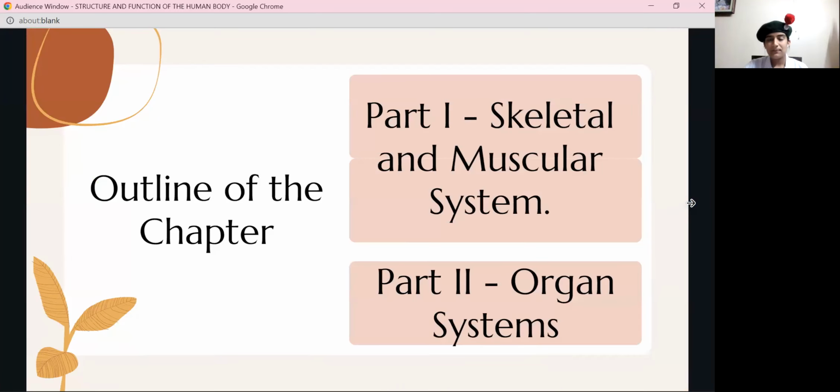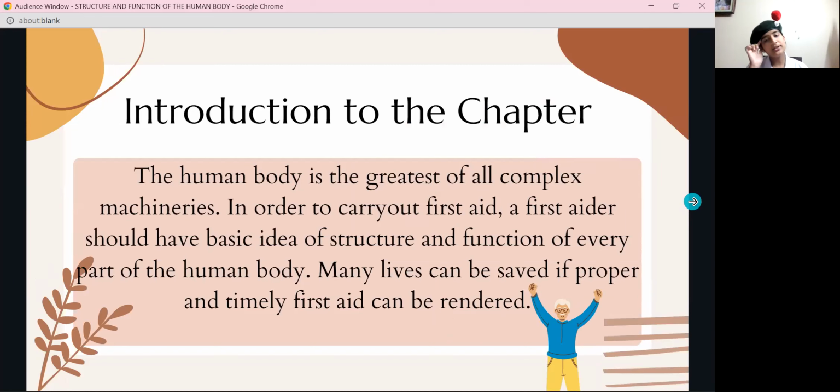So the outline of the chapter will be: Part 1, skeletal and muscular system. Part 2 will be the organ systems. Clear? The human body is the greatest of all complex machineries, as we all know. In order to carry out first aid, a first aider should have a basic idea of the structure and function of every part of the human body. Many lives can be saved if proper and timely first aid can be rendered.